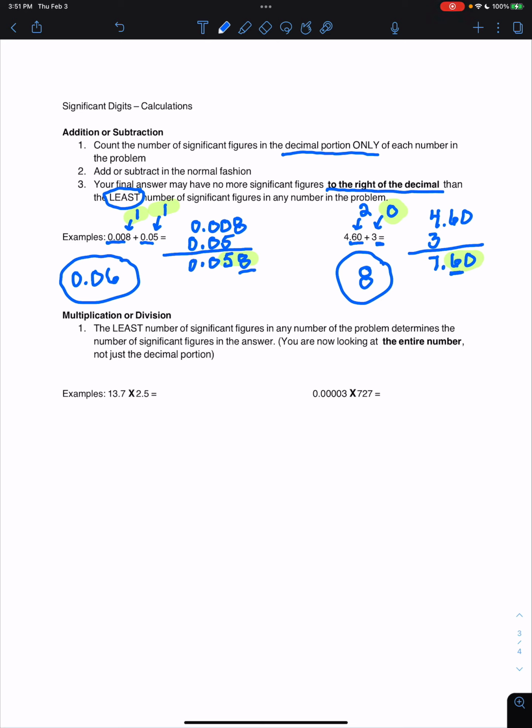I hope that helps you to understand significant digits for addition or subtraction. In my next video, I'm going to talk about multiplication or division.